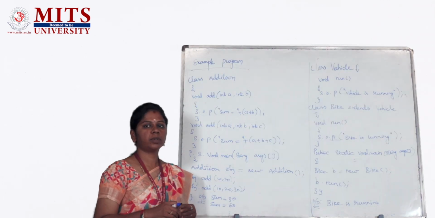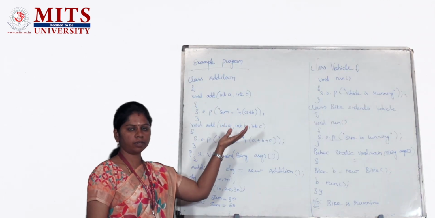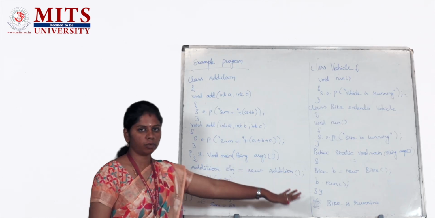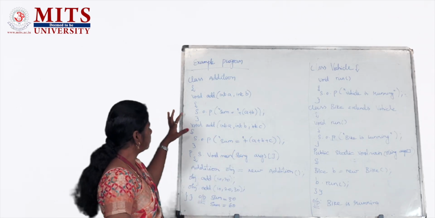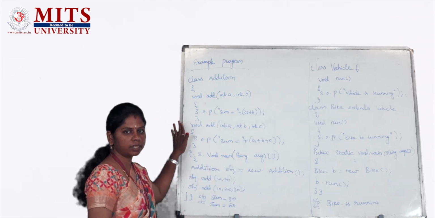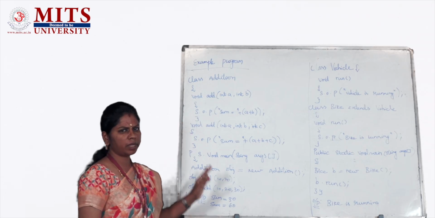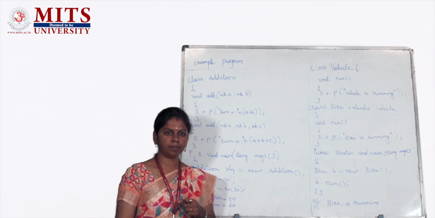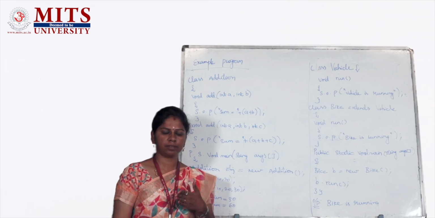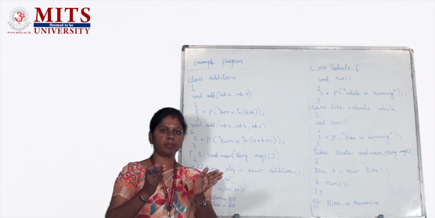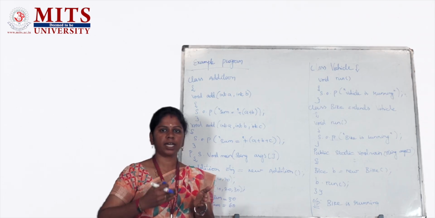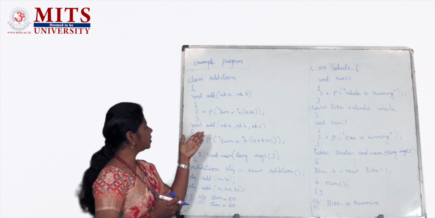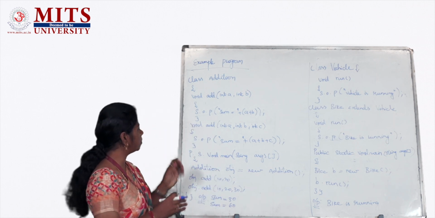Let's discuss example programs for method overloading and method overriding. Here is the example program for method overloading. So what is method overloading? Multiple methods with the same name but a different number of parameters present within a class is called method overloading. Just see the example.